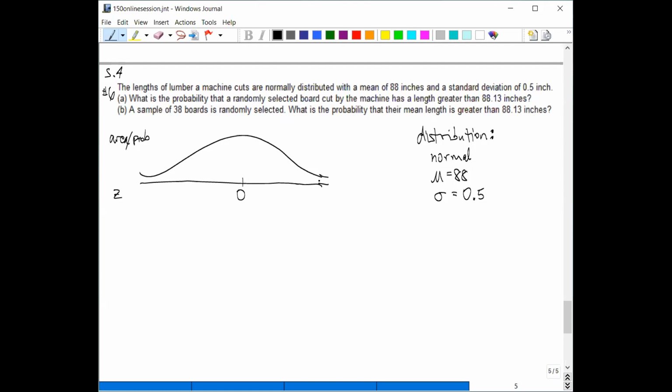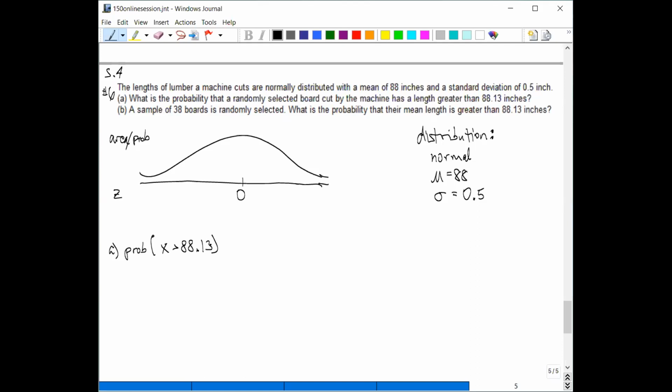Okay, so now let me read question A. What's the probability that a randomly selected board cut by the machine has a length greater than 88.13 inches? So in notation, what that's asking is what's the probability, they might write it as capital P, I like to write out prob, that a randomly selected board, so that's one data value, that's X, is greater than 88.13.